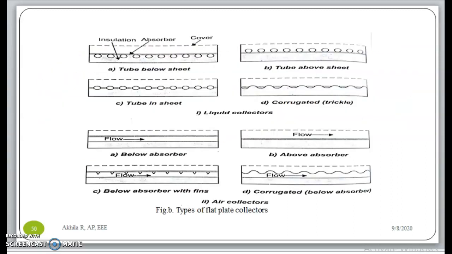That is figure B, and we've got a type where, in the first one, the tube is below the sheet. Second, the tube is above the sheet, the third type is where the tube is in the sheet, and the fourth one is known as corrugated. So these are types of liquid collectors. Now you can also have air collectors. The flow may be below the absorber, above the absorber, again below the absorber with fins, and the last one is corrugated, which is again below the absorber. So three types of flat plate collectors are available.